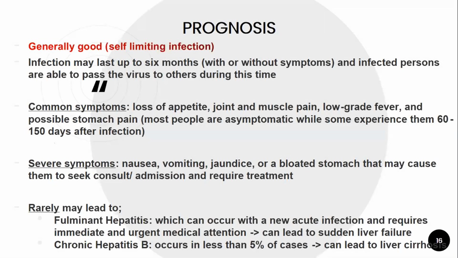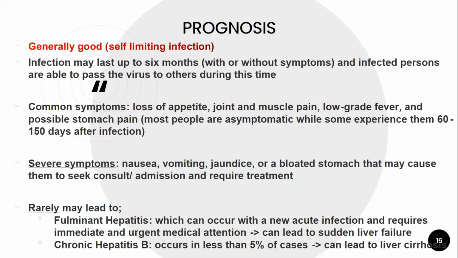The prognosis of acute hepatitis B infection is generally good because, as previously mentioned, it is considered a self-limiting infection. The infection may last up to 6 months with or without the onset of symptoms, and the infected person is able to pass the virus to others during this time. Common symptoms that the patient may manifest are the following: loss of appetite, joint and muscle pain, low-grade fever, and possible stomach pain.